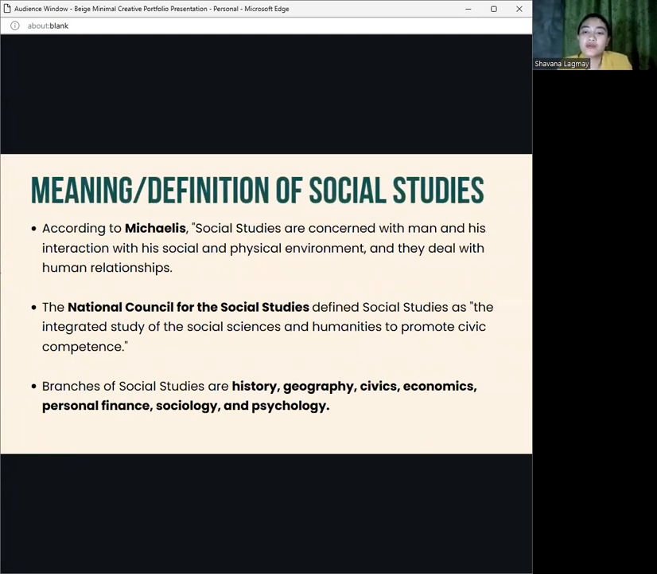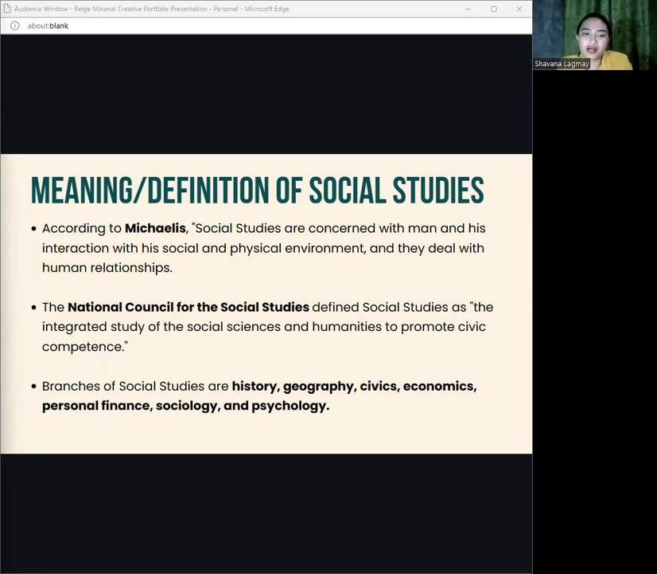So for now, let us discuss the meaning and definition of social studies. According to Michaelis, social studies are concerned with man and his interaction with his social and physical environment, and they deal with human relationship. And the National Council for the Social Studies defined social studies as the integrated study of the social sciences and humanities to promote civic competencies. So, what do you mean by that?